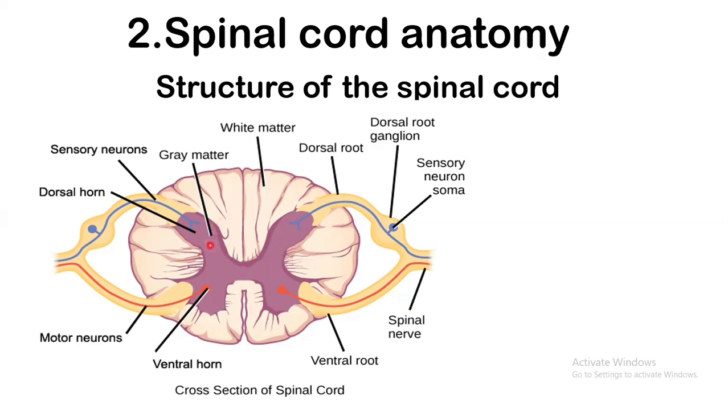Then the gray matter. Purple color denotes the gray matter. It's the inner region. It contains the neuron cell bodies and it's involved in reflexes. Here the central canal lies in this region. It contains the cerebrospinal fluid, or CSF, which is helpful for cushioning and nutrient exchange.